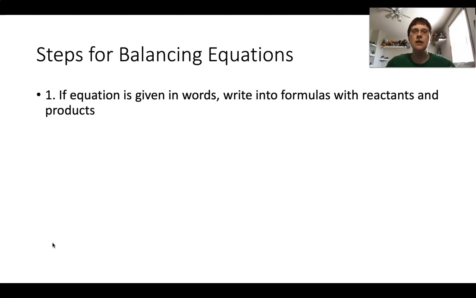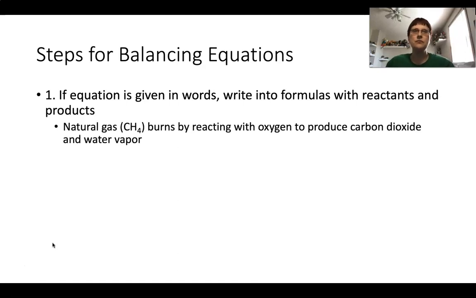So first thing, if the equation is going to be given to you in words, you want to write it into a formula with reactants and products. For example, get something like this. Natural gas, which is carbon and 4 hydrogens. If I would give this to you in words, I would give you a formula that you wouldn't know. So I wouldn't ask you to know that natural gas is made out of methane. It burns by reacting with oxygen, and it's going to produce carbon dioxide and water vapor.